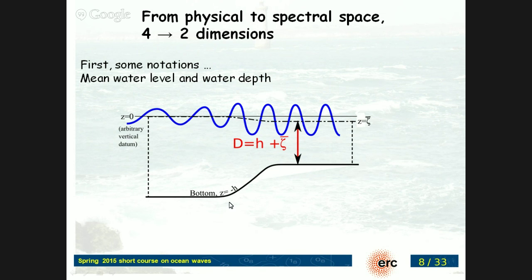So in practice, the mean water level goes from zeta bar, which here is negative, to the actual bottom at minus h, right? So the mean water depth is going to be my capital D, which is h plus zeta bar. And this mean water level is going to go up with the tide and with storm surges and whatever you have. But the important water depth for the waves is really D. It's this mean water depth, which is the physical height of the water column. All right.